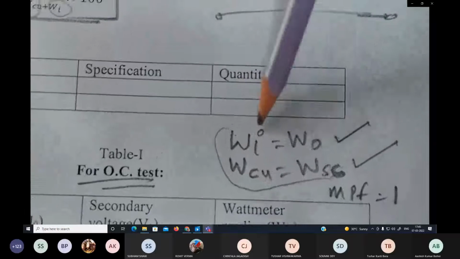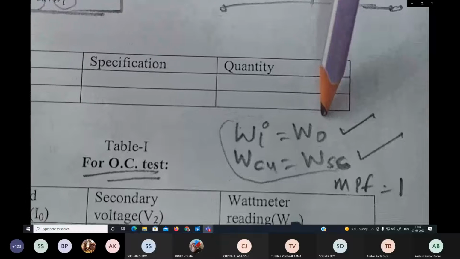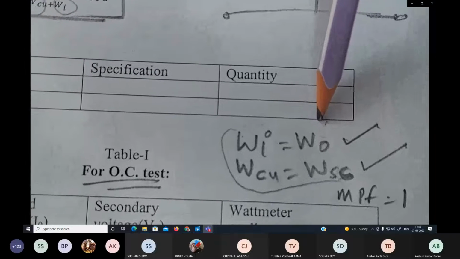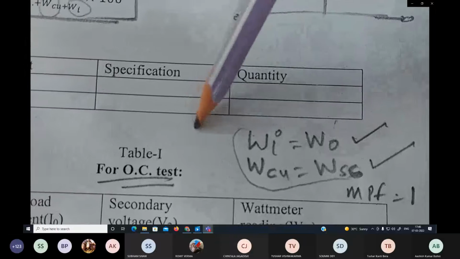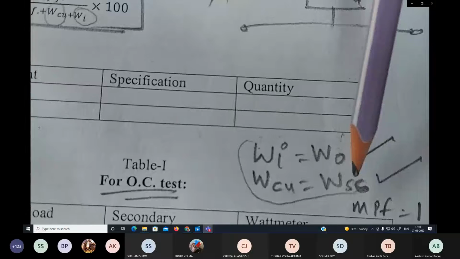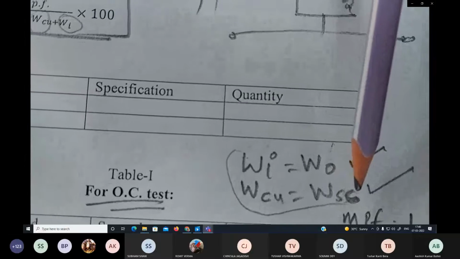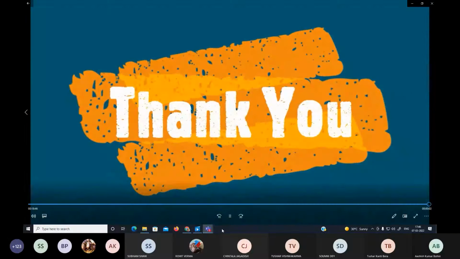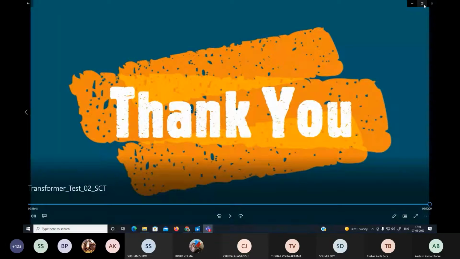So from the open circuit test, Wi, that is iron loss, is obtained as the wattmeter reading in the open circuit condition, and the copper loss is the wattmeter reading in the short circuit condition of the transformer. Thank you. So this is all about the test.